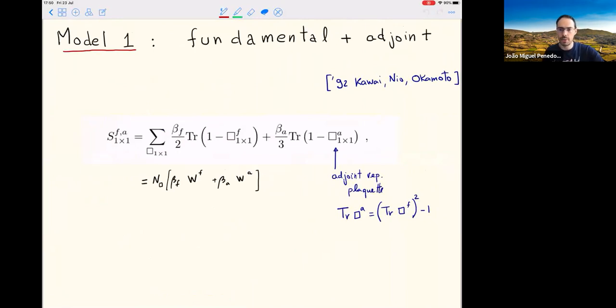So the first thing we tried was exactly what was first tried by Kawai, Nio, and Okamoto in '92. They said, let's take the Wilson plaquette action and add an extra coupling where you also consider plaquettes in the adjoint representation. In fact, this is just the square of the plaquette in the fundamental. So it's just a new coupling in this action. Now you have two couplings, beta F and beta A, and you have a bigger chance of hitting the critical surface.